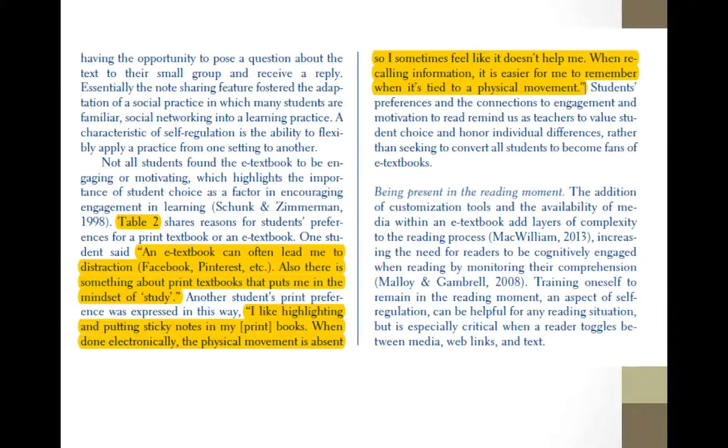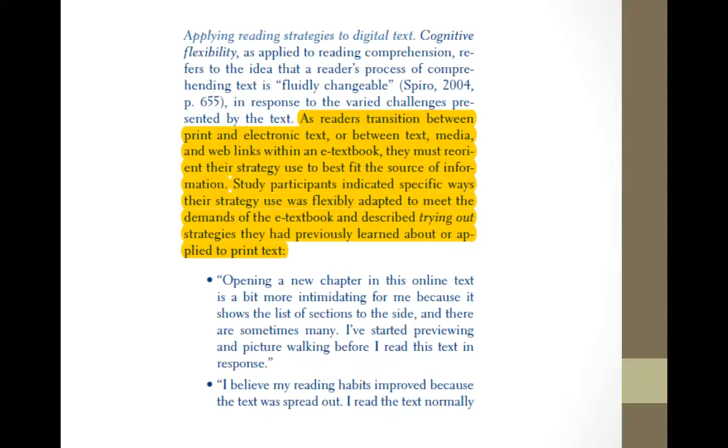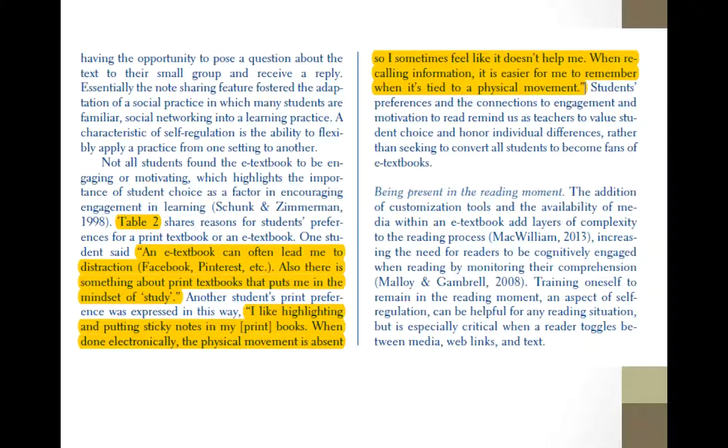Like the last example, I had the bullets with their quotes. This time I decided to embed it right in the paragraph. When I do that, notice I have to add some linking sentences. So I have one student said, blah, blah, blah. Another student's print preference was expressed in this way, blah, blah, blah. I have to kind of link those together so my paragraph has this nice, smooth flow.